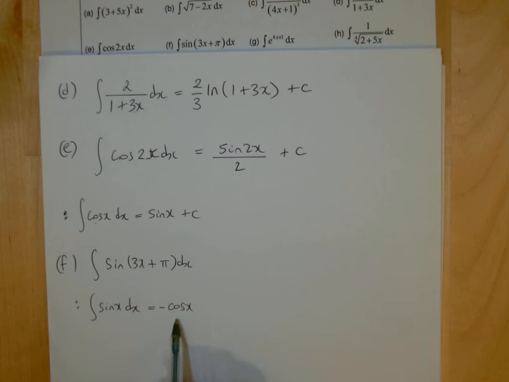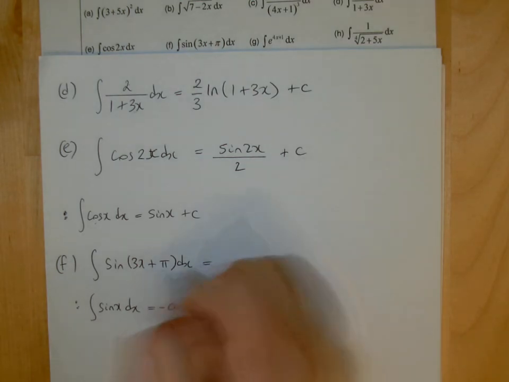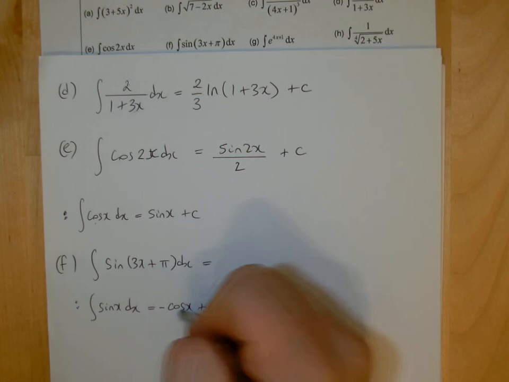And again, just think about if you differentiate this, you'll get to sine x, won't you? Because when you differentiate cos x, it's minus sine x. So when you differentiate minus cos x, it'll be sine x. So when you're integrating sine x here, you should get that sort of result.